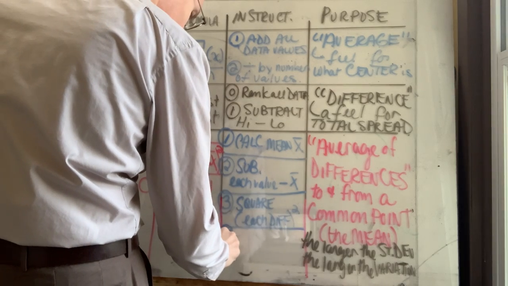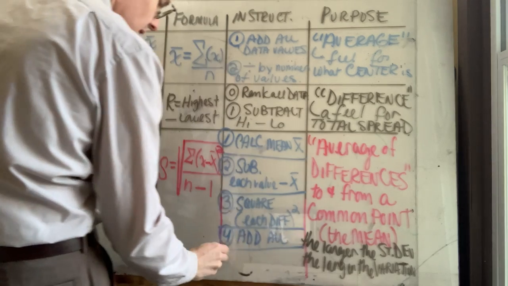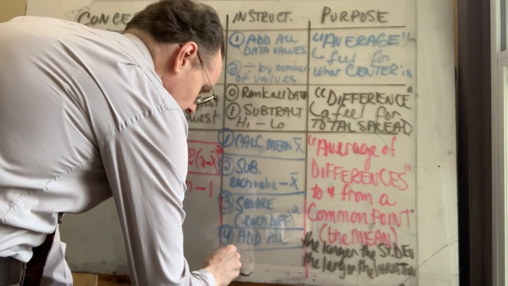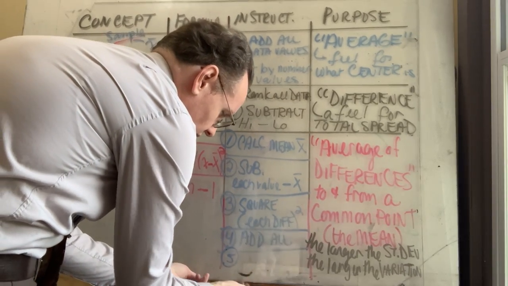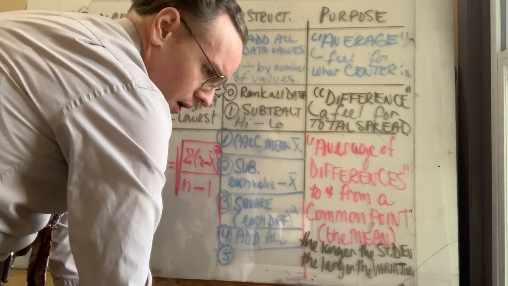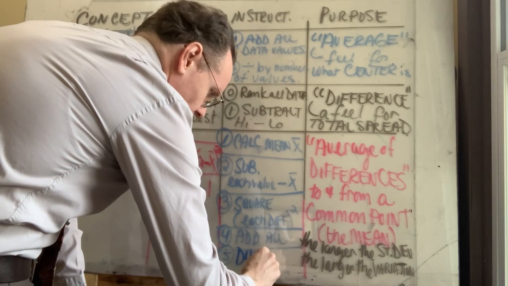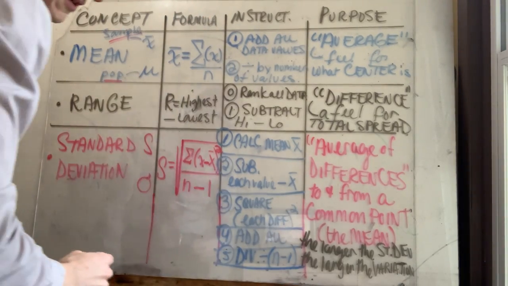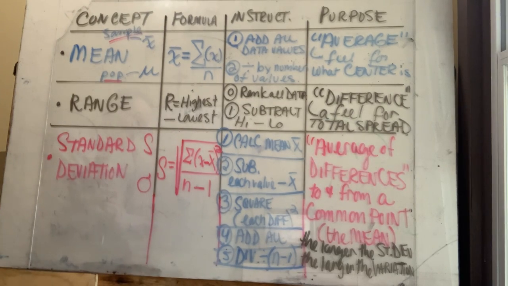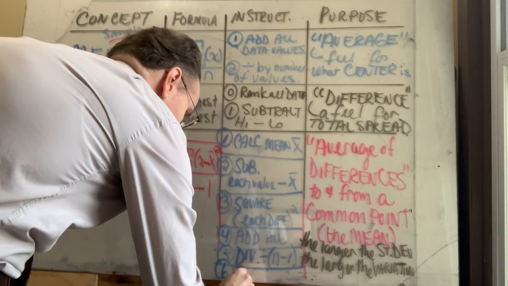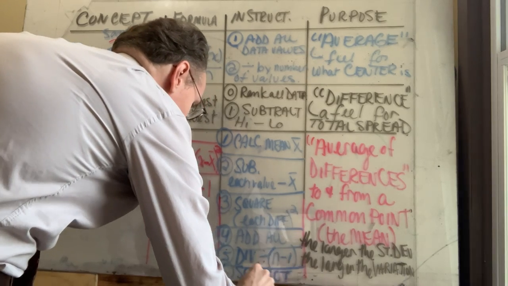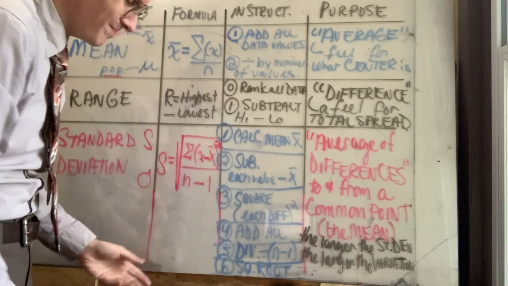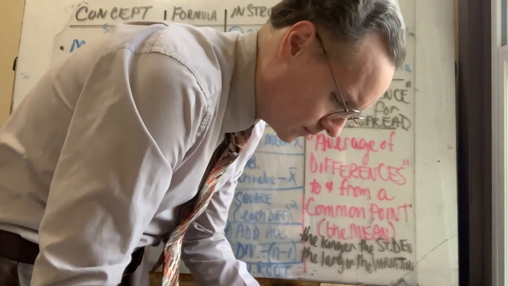Then you are going to add all of those outcomes. Then you're going to divide by n minus 1 and then square root. This is written elsewhere, but just to summarize it here as briefly as possible. Let me just do one myself a little favor here.